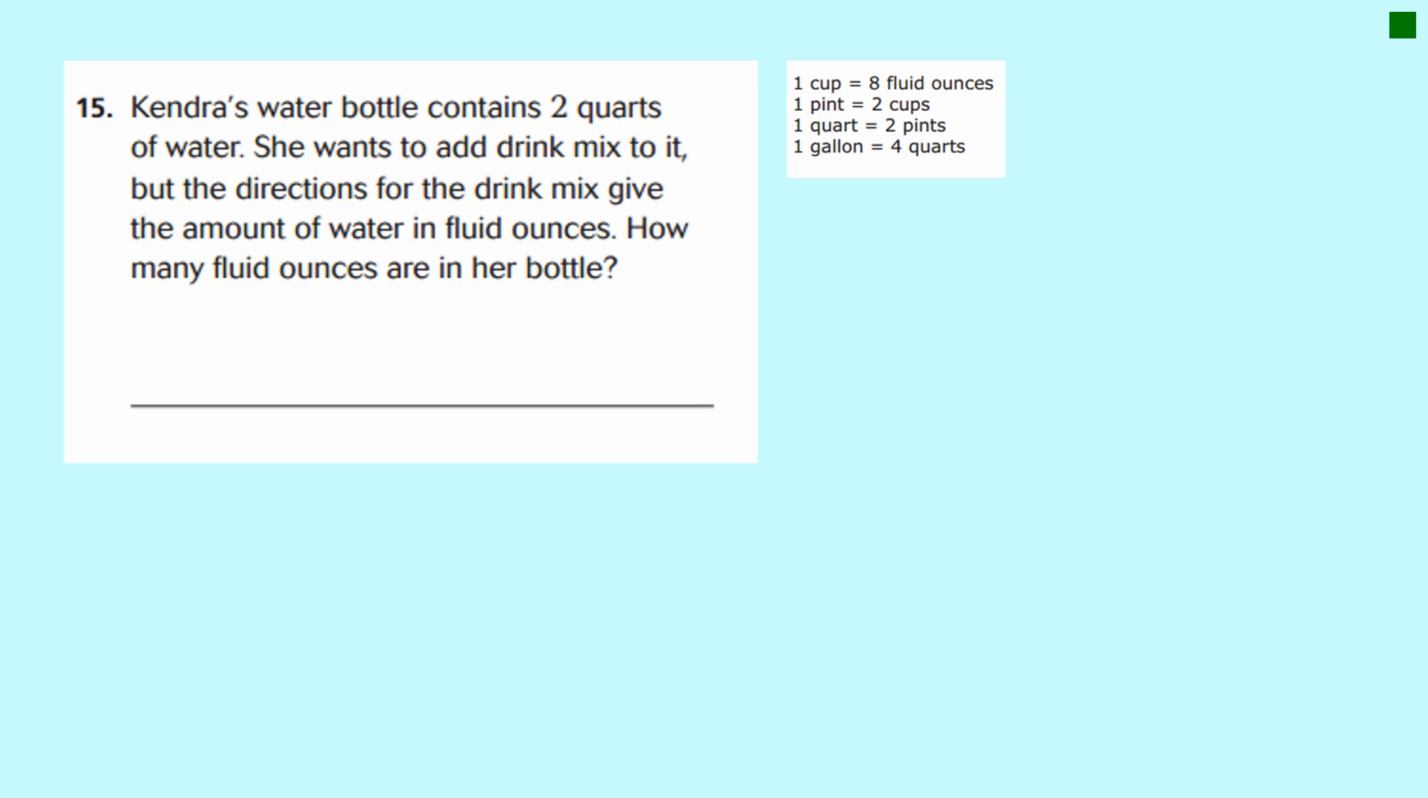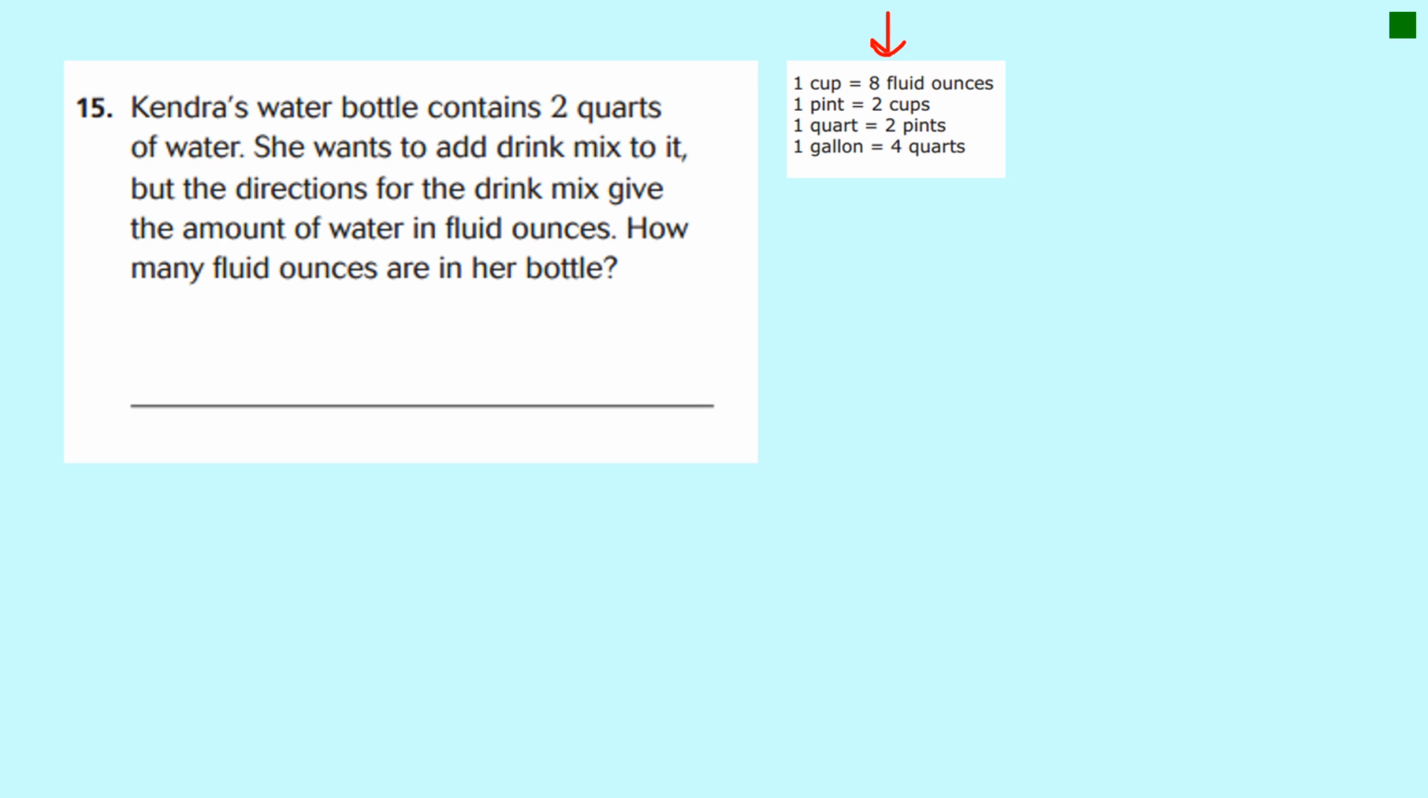Notice, handy dandy chart. Number 15, this is at the bottom of the page. Kendra's water bottle contains 2 quarts of water. She wants to add drink mix to it, but the directions for the drink mix give the amount of water in fluid ounces. How many fluid ounces are in her bottle?